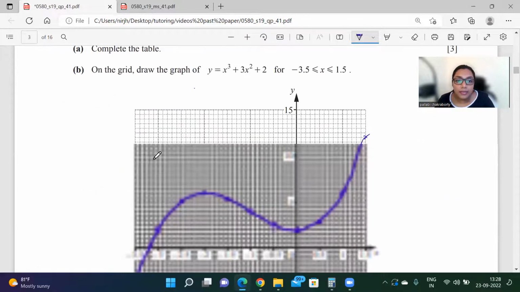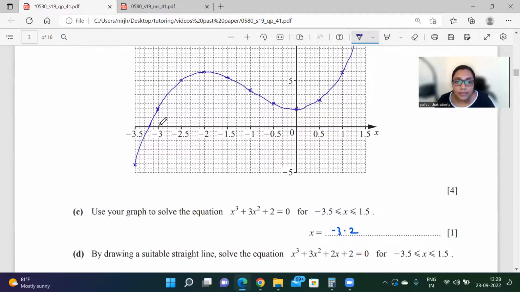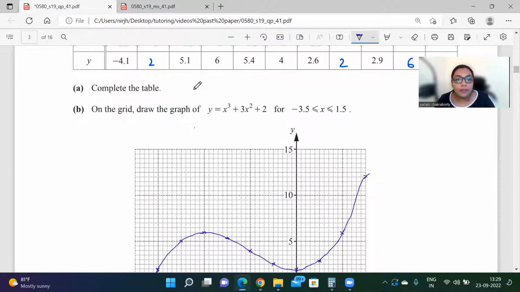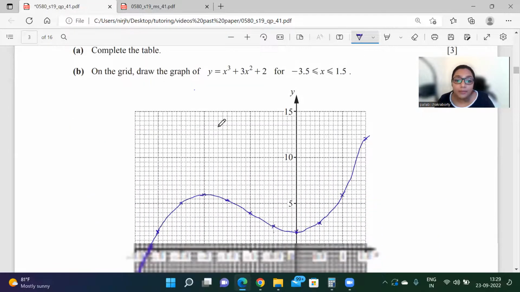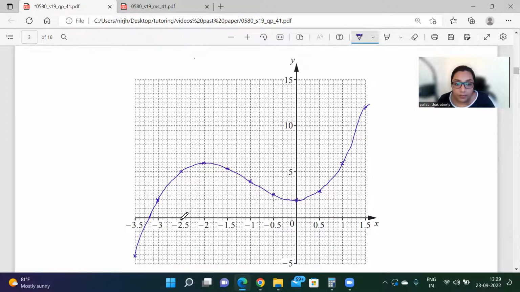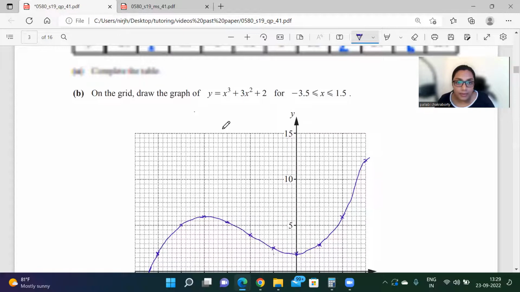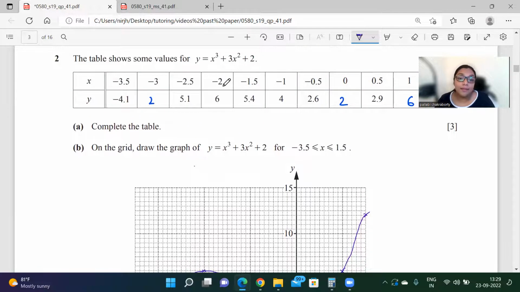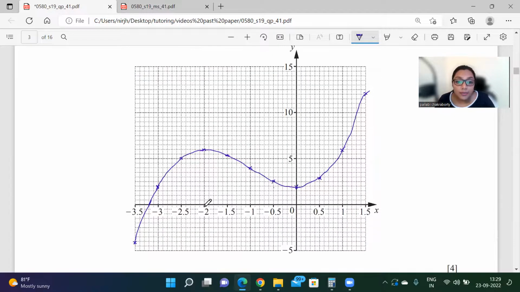Similarly, minus 3 and 2. So minus 3 is again x and y is 2. Each of these boxes, so 2 of these boxes make 1. So 1 and 2. So this becomes 2, right? Then you have minus 2.5, which is 5.1. Minus 2.5 is your x, and it becomes 5.1. So 5 is over here, and 0.1 will be just above this. That's where I have made it. And you have minus 2, which is 6. So what will be the 6 value? Minus 2 and 6 will be 2 boxes.